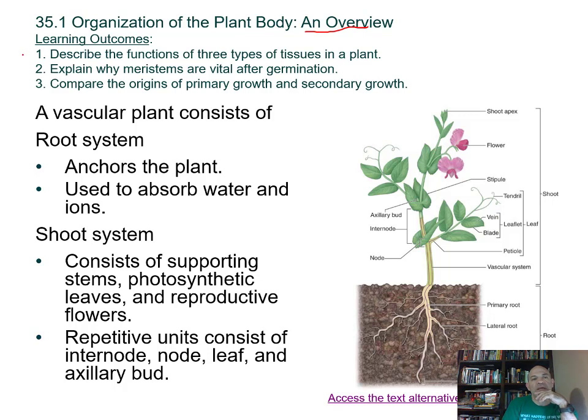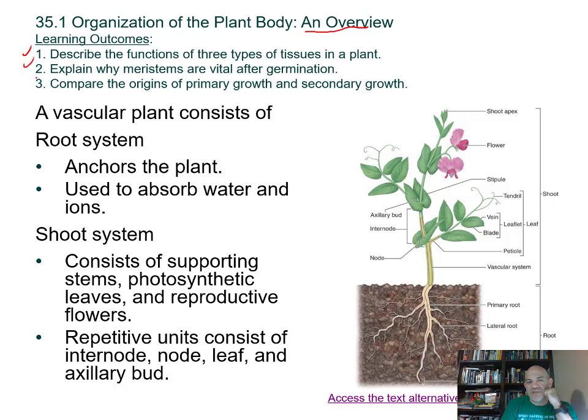And so the first objective is to describe the function of the three types of tissues in a plant. Plants have tissues, animals have their own tissues as well, which is that level of organization where you have a group of cells that are working together for a common function.